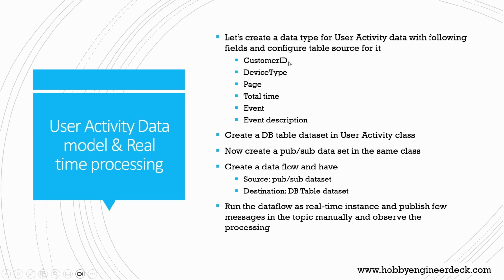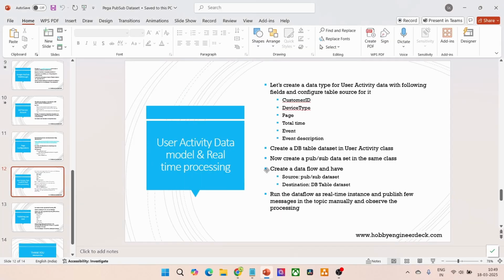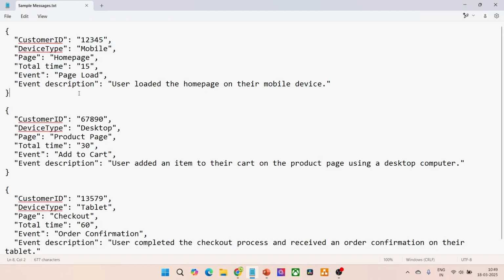Basically, we want to create a data type in which these fields have to be there, and we have to configure a database table dataset for it. We have to create the database table and dataset. The fields are namely customer ID, device type, page, total time, event description. If you keenly observe, these are the fields which we have used in our JSON message.